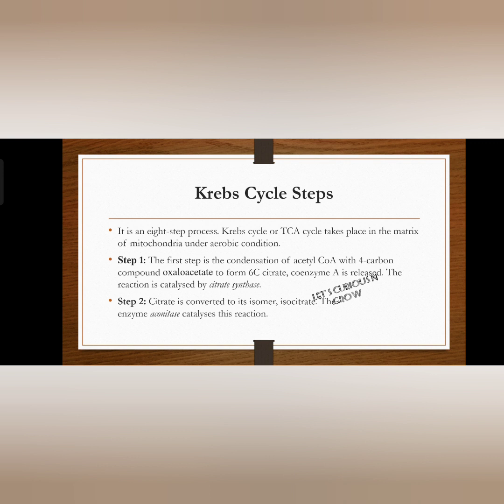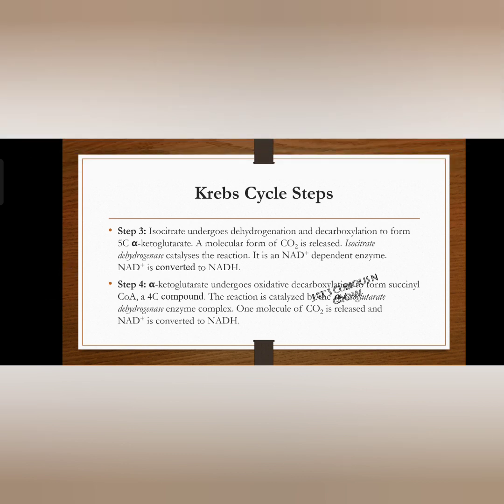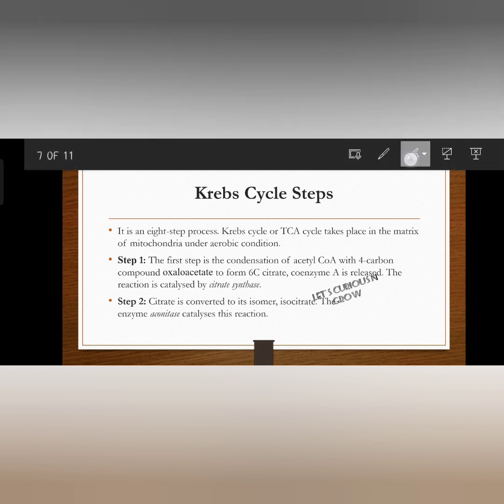So here are the steps of the Krebs cycle. The first step: I told you it is an 8-step process, and these steps take place in the matrix of mitochondria under aerobic conditions. In the first step, acetyl coenzyme A condenses with the 4-carbon compound oxaloacetate to form the 6-carbon citrate, coenzyme A is released, and the reaction is catalyzed by the enzyme citrate synthetase.